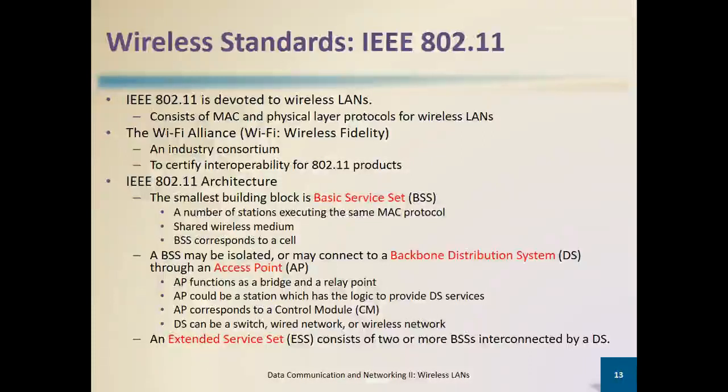And then you do also have your access points handling correspondence to and from your control modules. So we're looking at some of the key roles that an access point plays within a given basic service set, to either isolate or connect to backbone distribution systems. And distribution systems can either be a switch, wired network, or a wireless network.